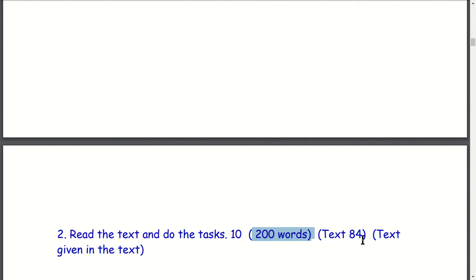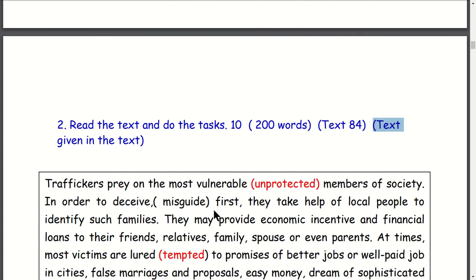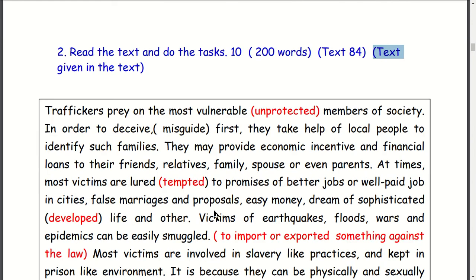This is a text from your textbook, page number 84. This is the given text here. This question carries 10 marks. Okay, I will tell you how to do this one, and how to read the passage. You have to read the passage very carefully and try to understand its meaning. We advise you to read the passage two times so that you will be able to understand it to some extent. Let's say there is a text in your textbook titled Human Trafficking. That is an expository essay.